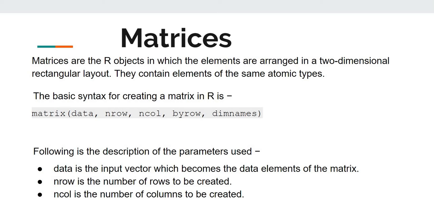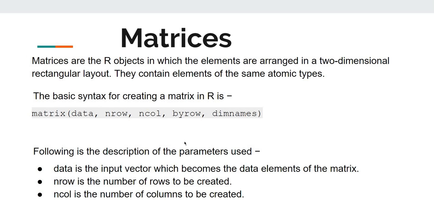The basic syntax for creating a matrix is, first of all, we write the inbuilt function matrix. We pass the data, how many rows we want to create, how many columns we want to create, and byrow, which means whether we want to fill it by rows or by columns. And this is the dimension names, meaning the names of the dimensions. For columns we can use different names like column 1, column 2, column 3, and for rows we can use row 1, row 2, row 3.